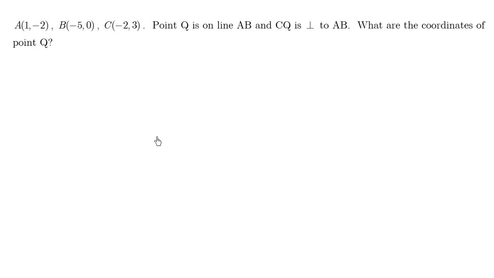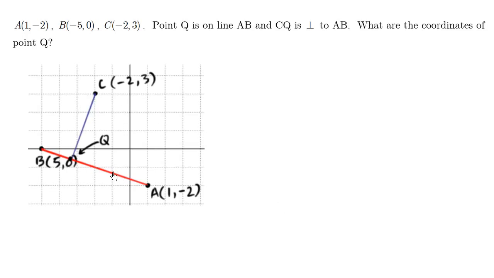Let's try this more challenging graphing question involving lines. We have 3 points, A, B, and C. Point Q is on line AB, and CQ is perpendicular at 90 degrees to line AB. What are the coordinates of point Q? It's a good idea to sketch a diagram here.